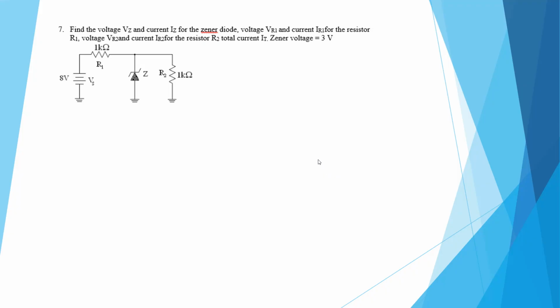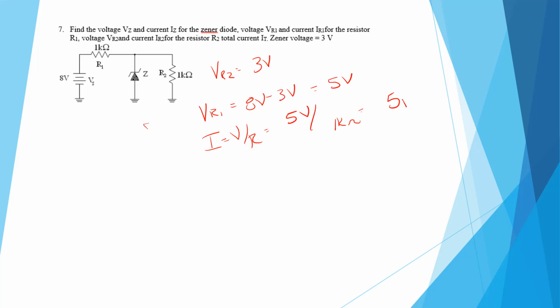Reasonable. Okay, let's do problem 7. What we have here is a Zener diode, which is reverse biased in parallel with a 1K resistor, which means our Zener voltage is going to lock in the voltage of this parallel. So since our Zener voltage is 3 volts, VR2 is also going to be 3 volts. Okay, so VR1 is going to equal 8 volts minus 3 volts equals 5 volts. Okay, and we have I equals V over R. 5 volts divided by 1K ohm equals 5 milliamps. And I think that's all.